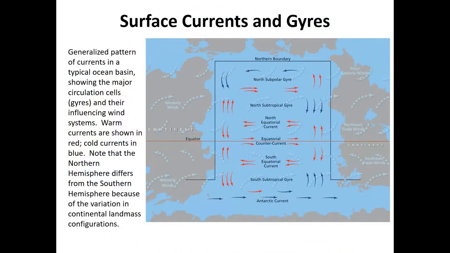And this is a surface current and gyres in the ocean. This is sort of a general picture of the ocean. It's a generic ocean where you have continents on both sides and the equator here, and it kind of shows the general pattern of movement.